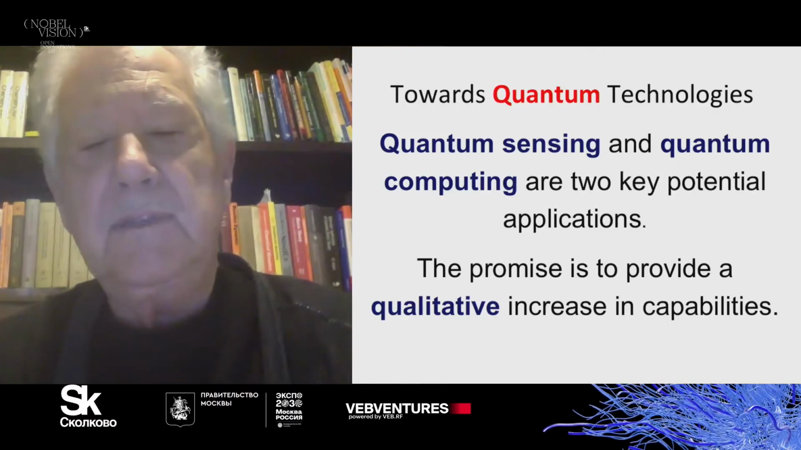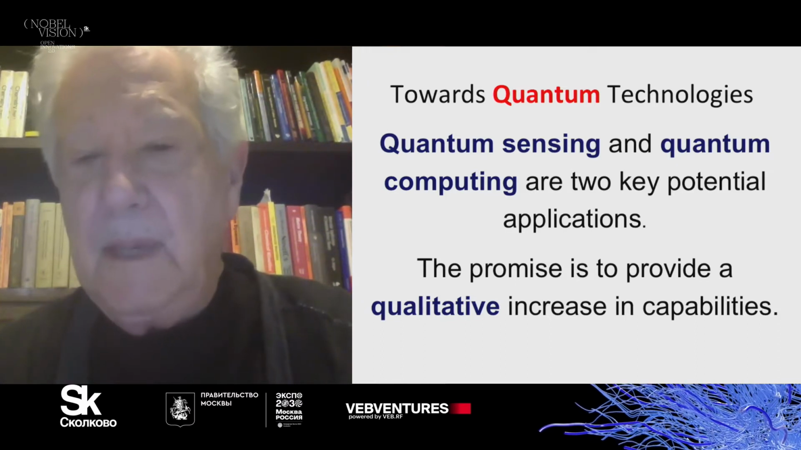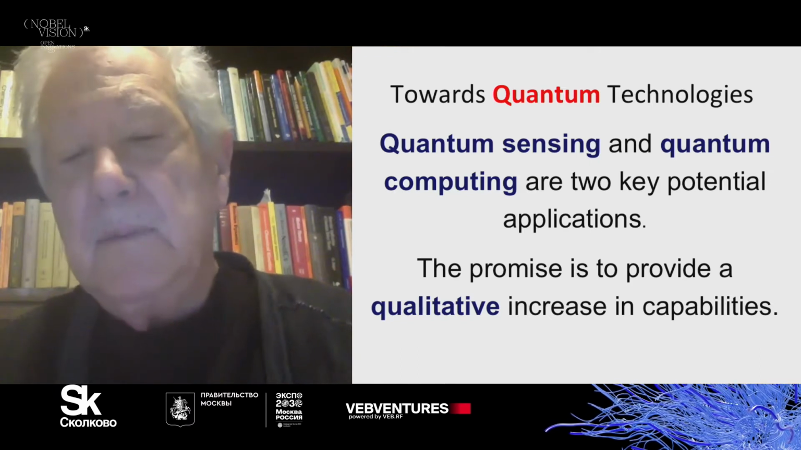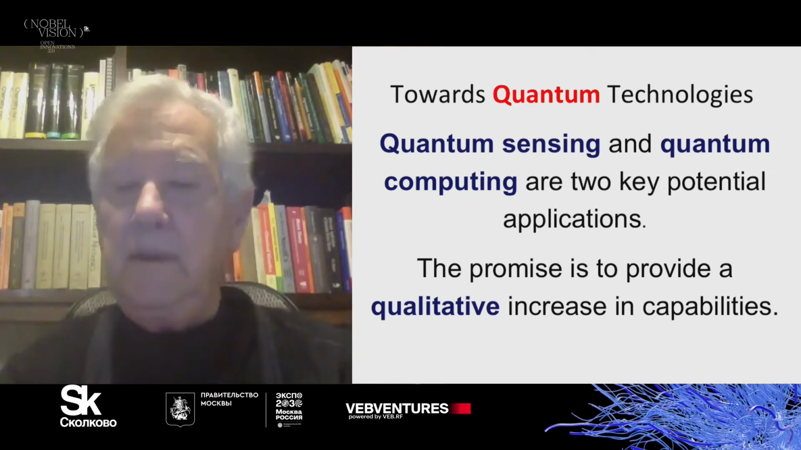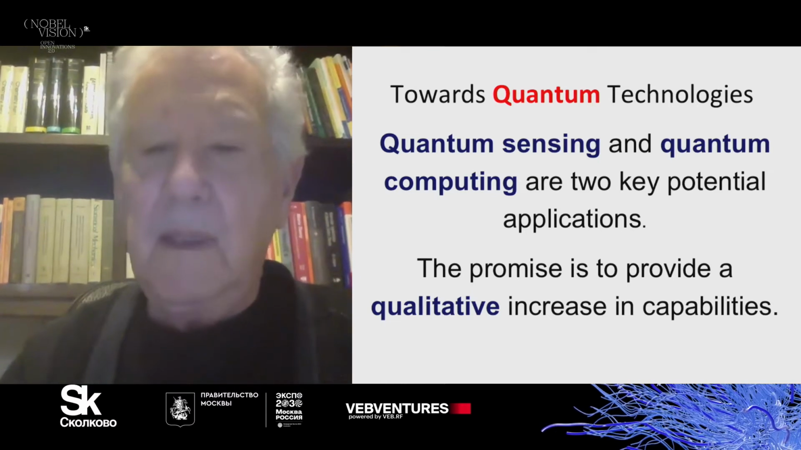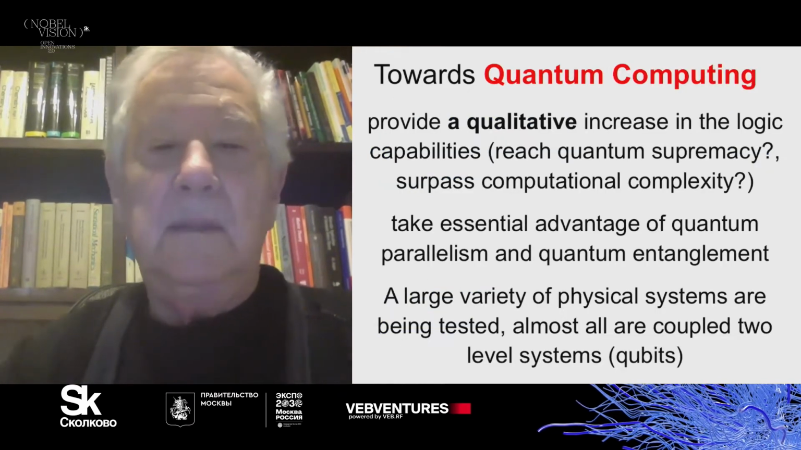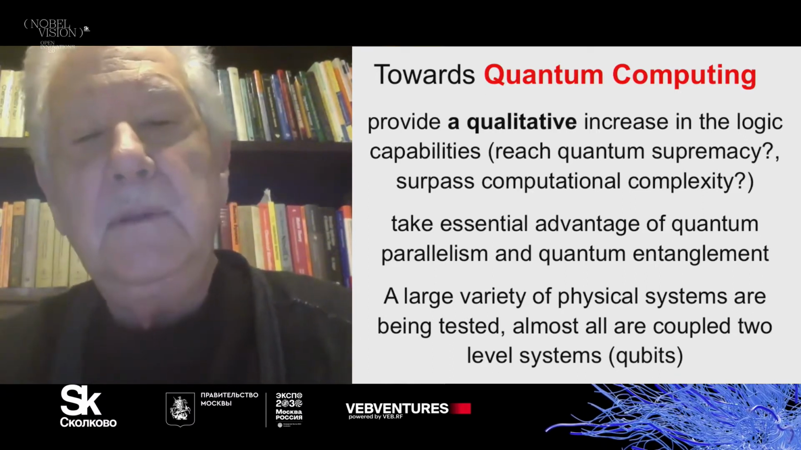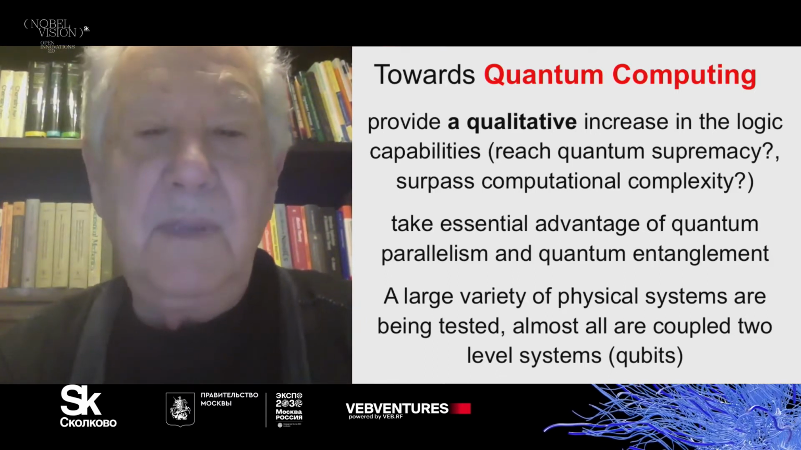What I am talking about is special reference of how we can use essential features of quantum mechanics, in particular quantum sensing and quantum computing, to make a real change, not a quantitative but a qualitative change, and maybe even things that we didn't think possible by going over to a quantum technology. What we want is that the capabilities of the computer will increase significantly.